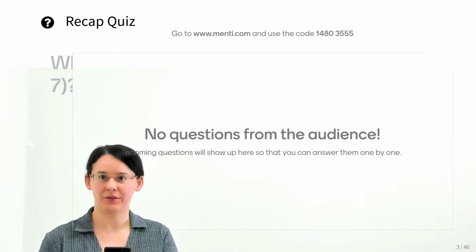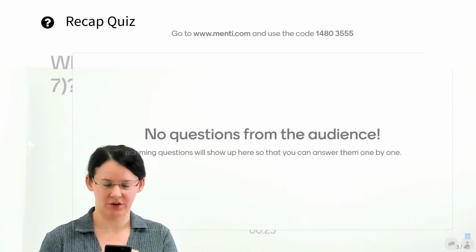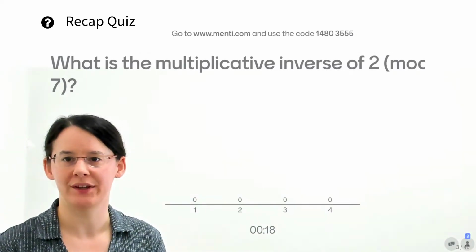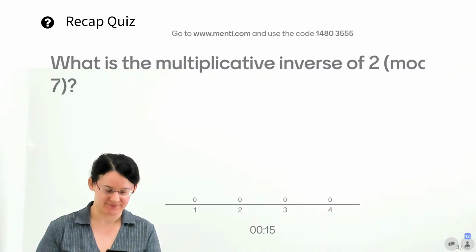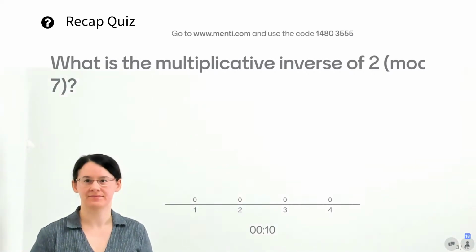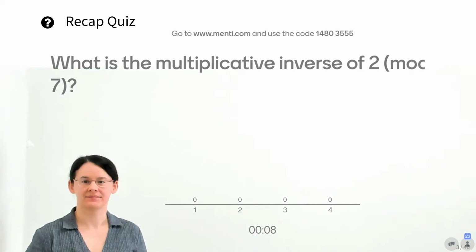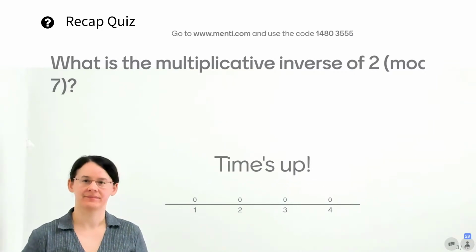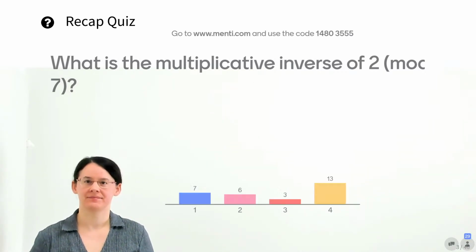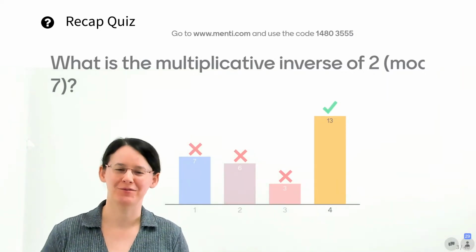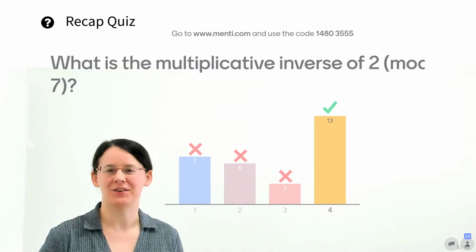So it's actually showing in the background: what's the multiplicative inverse of 2 modulo 7? So is it 1, 2, 3, or 4? You have a little more time for this one to calculate. Okay, so votes for every number. Of course, every number is beautiful, but 4 is the correct answer in this case.